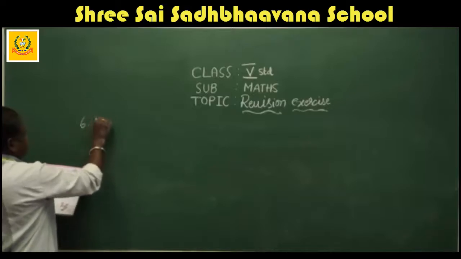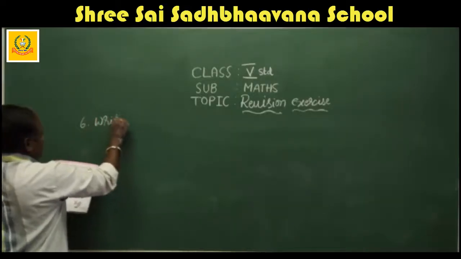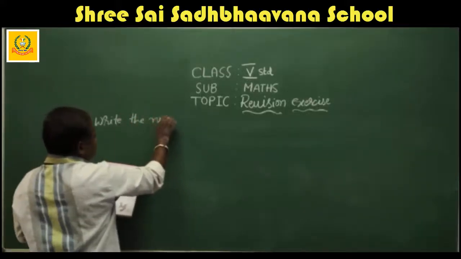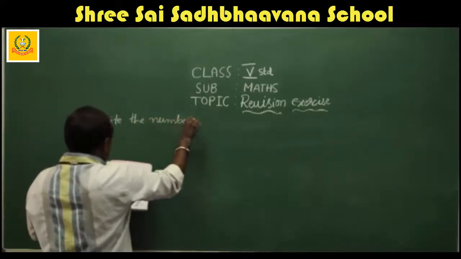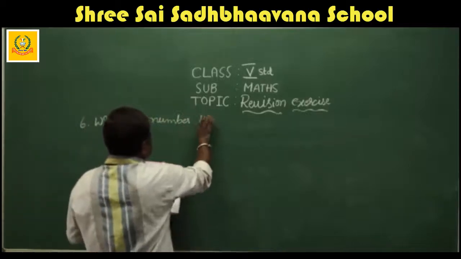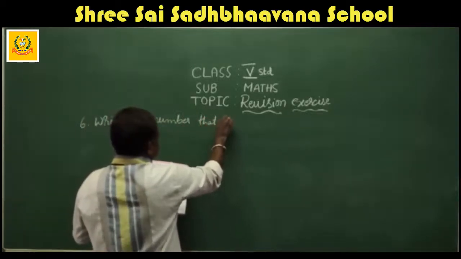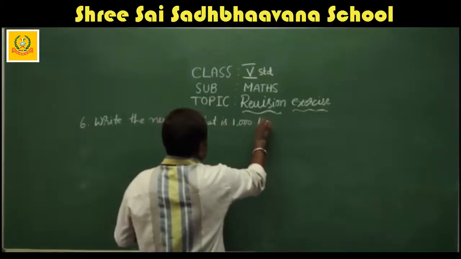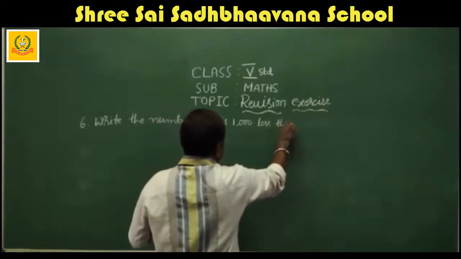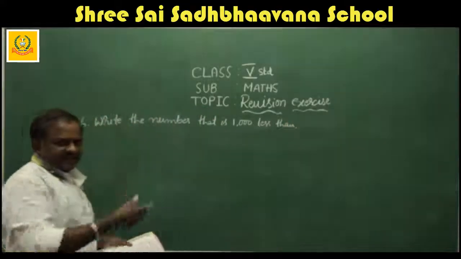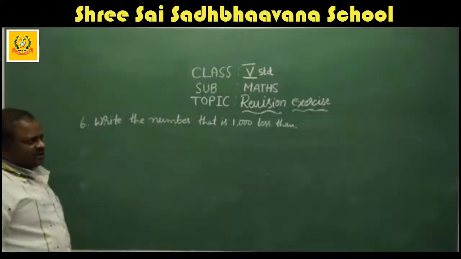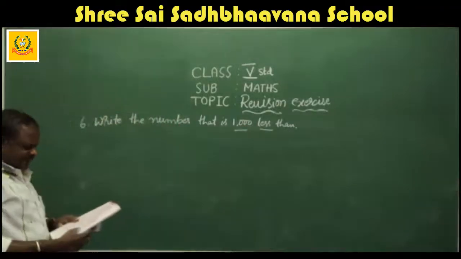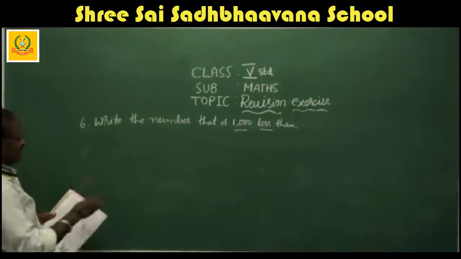Write the number that is 1,000 less than. Here, there you added 10,000. Here what you have to do? Less than means subtract 1000 from the number. Subtract 1000 from the given number.